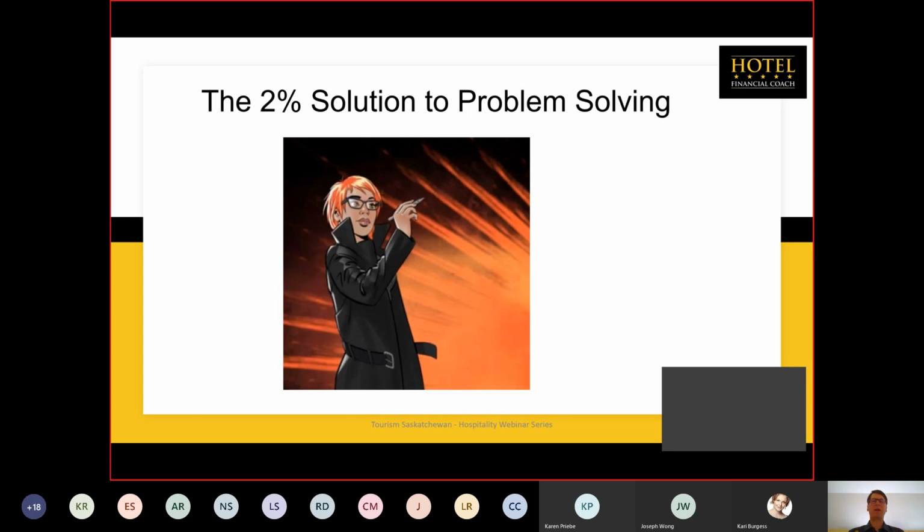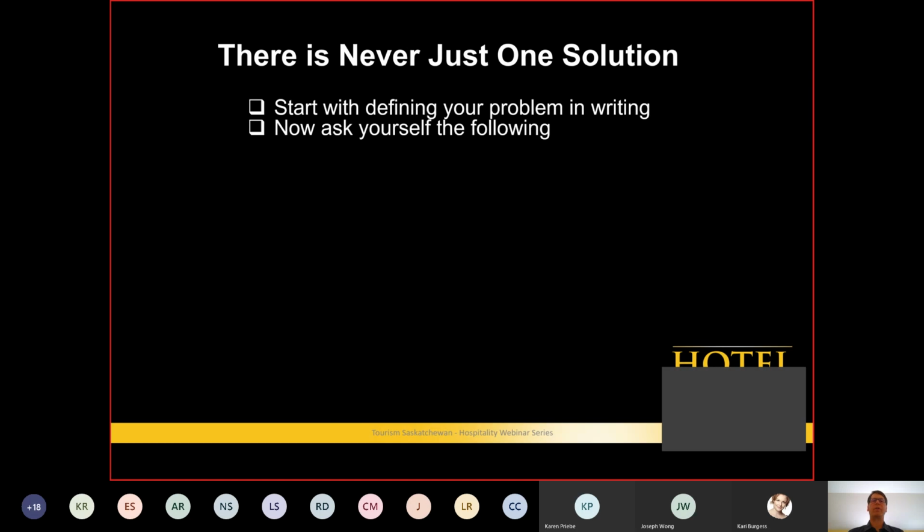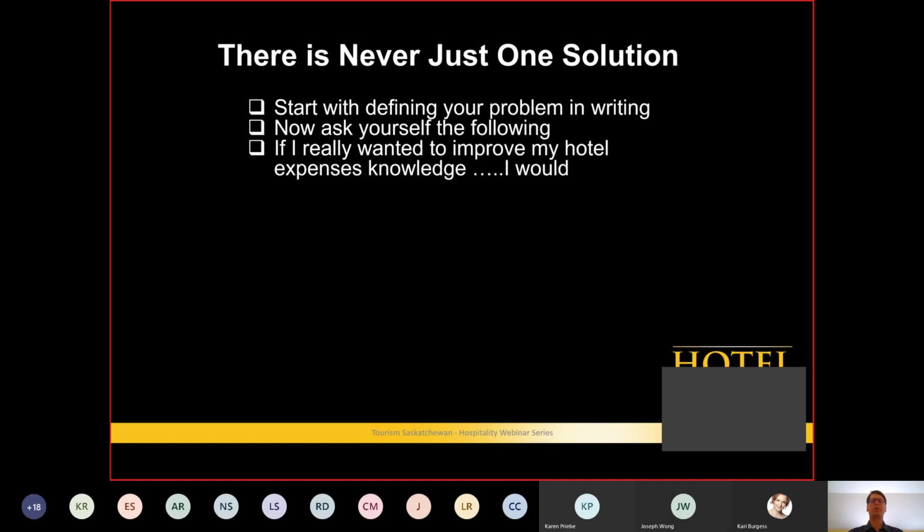And we tend to look at big problems and think that there must be a big solution. But really what we want is a bunch of little solutions. That's why I call it the 2% solution for solving a problem. So this is how you do it. You start with defining your problem in writing. And maybe your problem is, I really want to improve my hotel expense knowledge.